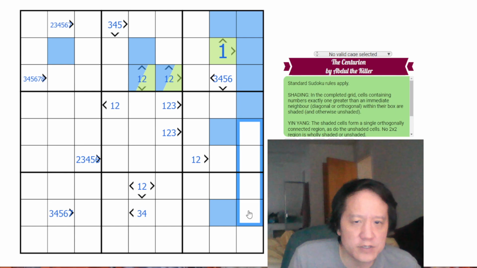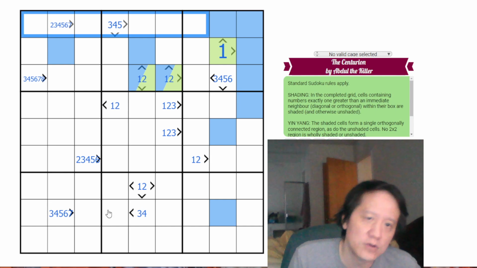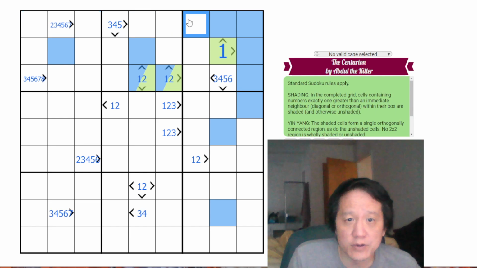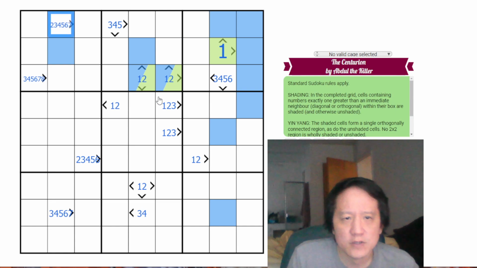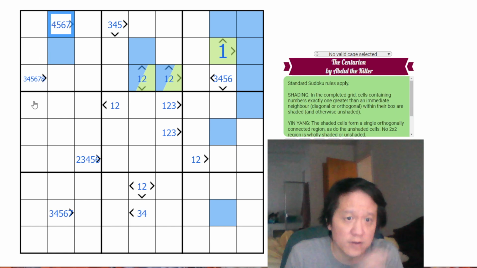What we know is that the farthest this shading can go is here, right? Because if it goes any further, you have a 2x2 space. It's all shaded. But this could also be unshaded too. We don't know. This can't be 2. This has to be at least greater than this. So this can't be 2 or 3. This is 4, 5, 6, 7.